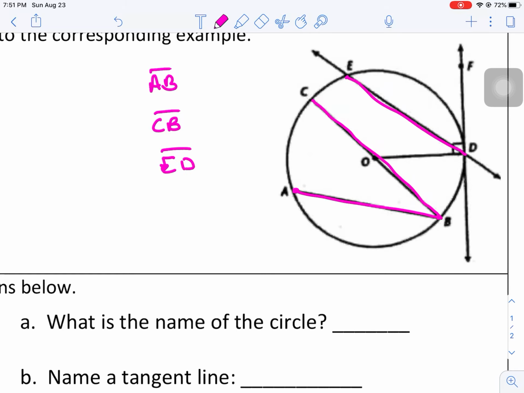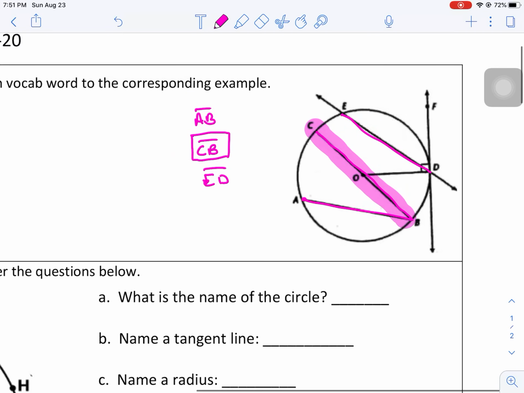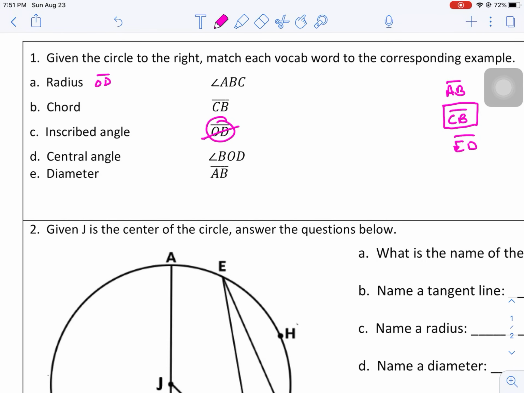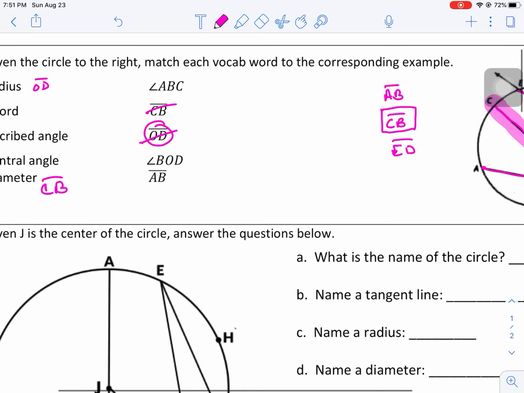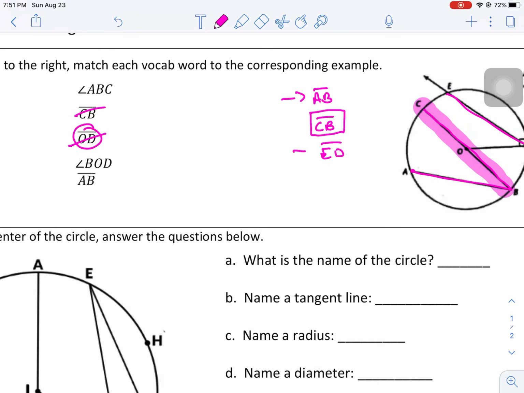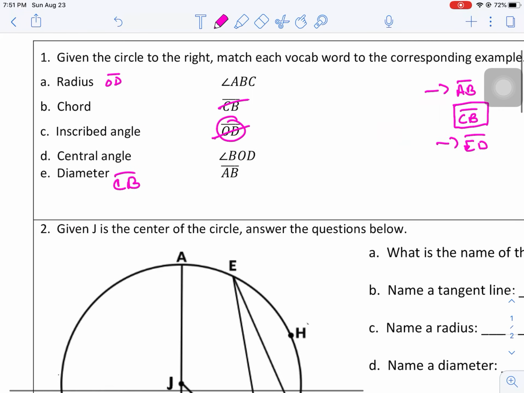Those are three chords. I'm going to tell you that this one is a special chord. So what do you think this chord is called? The one that goes there. Right, that's called the diameter. So we know that CB is the diameter. There's only one diameter in the picture, and they're asking for diameter. So we know CB goes down here, so we can cross that off. Now my other two chords that are left are AB and ED, and the only one left on the list is AB. So chord AB goes here, and now we're ready to roll with our inscribed and central angles.